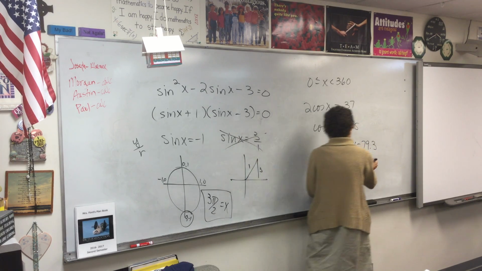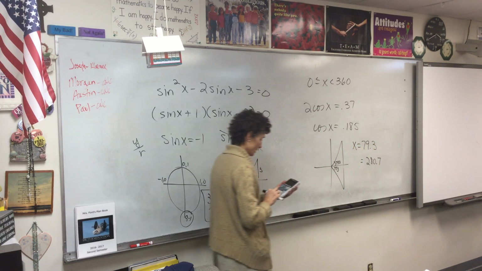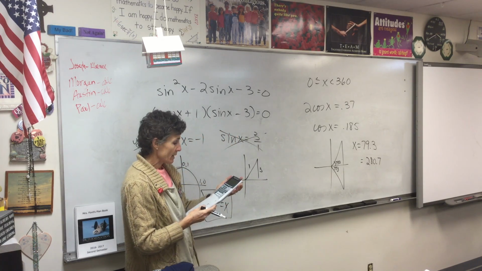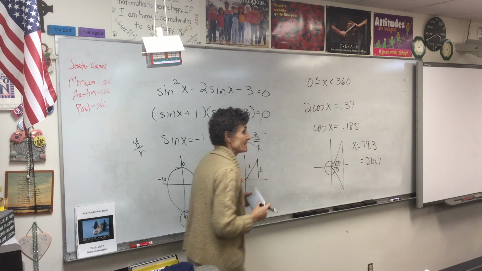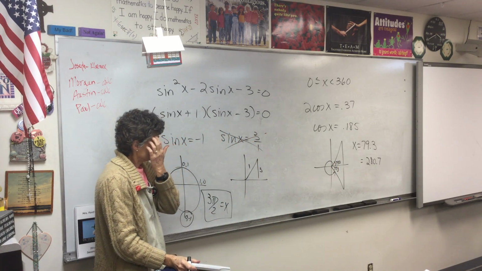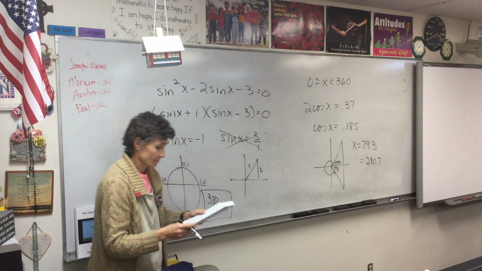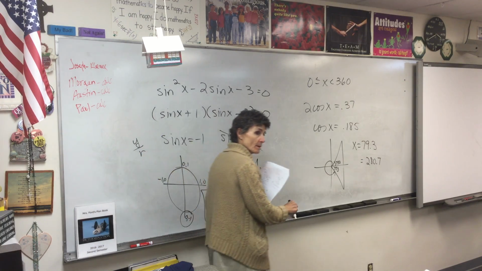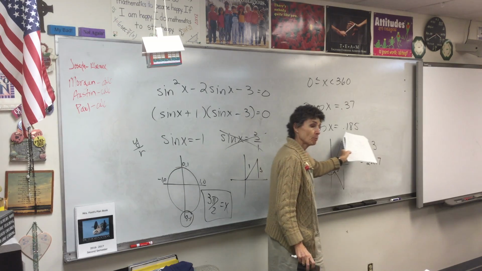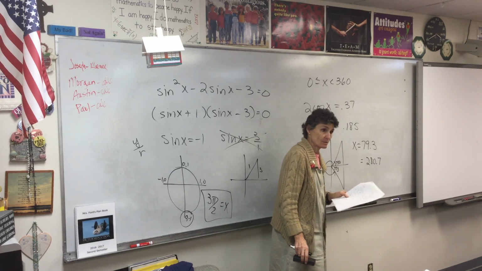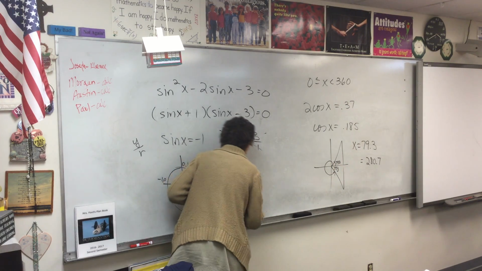The other one is going to be 280.7. How did we get 280.7? We did 360 minus 79.3. How'd you get 79.3? Second cosine 0.185. How do we find angles? Second whatever. In this case, cosine. That's always how we find angles.